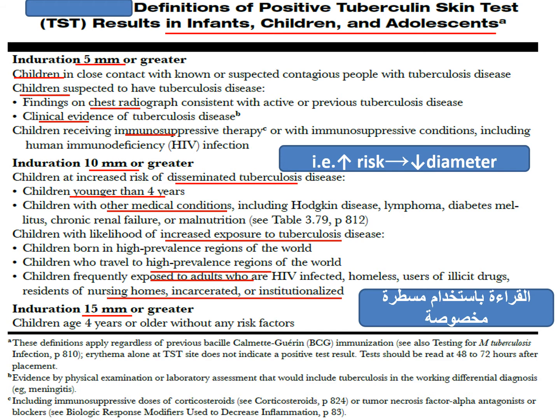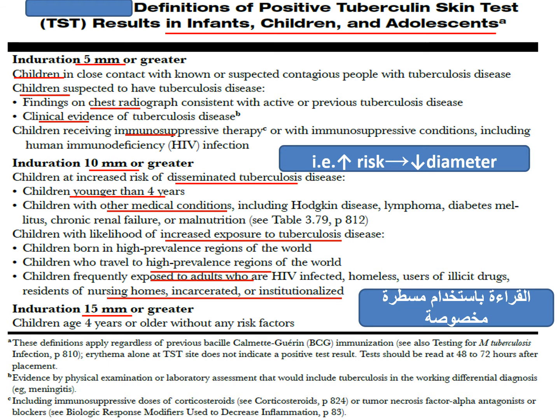Children with likelihood of increased exposure to tuberculosis are children born in high prevalence regions of the world, children who travel to high prevalence regions of the world, and children frequently exposed to adults who are HIV infected, homeless, users of illicit drugs, residents of nursing homes or institutions.